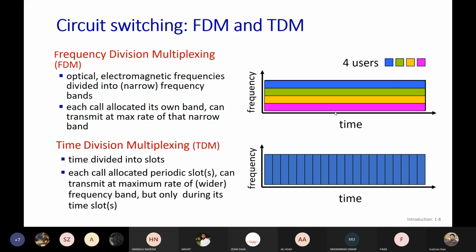In TDM, time is divided into slots, and each call periodically gets slots and can transmit at the maximum rate of that frequency band. In TDM, the frequency is the same, and different channels transmit in different time slots. In FDM, time is the same but frequency bands are different. So this is the difference between TDM and FDM. Look at this: different time slots.